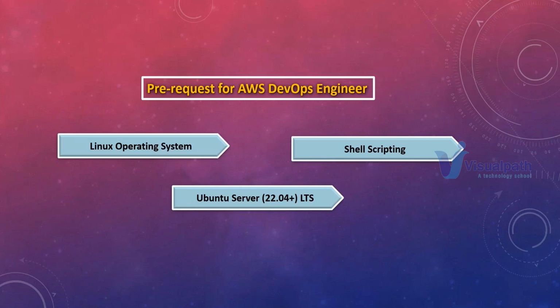So why do we have to learn server edition? Because in real-time projects, we don't use desktop versions. Whether it is Windows or Linux, the desktop version is only for our practice purposes, not for real-time projects. In real-time projects, we use only server edition because it has only the minimal packages necessary to run your applications. So even when learning Linux, we have to learn only server edition, not desktop.